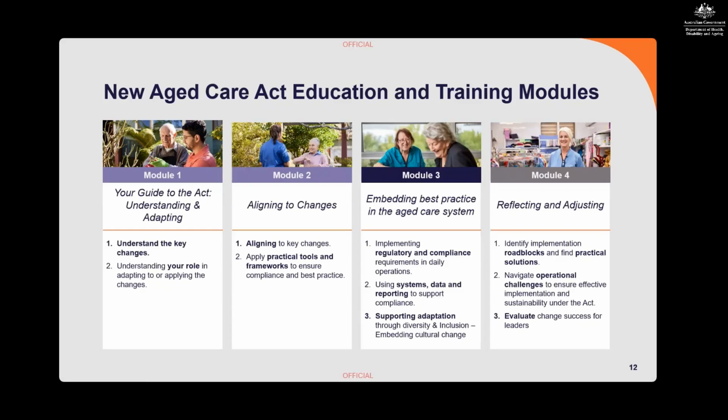The first 2 modules focus on understanding, adapting, and aligning to the changes. There are 3 varied approaches, so 3 audiences that have been catered for with the modules: provider, workforce, and the older person. One of the key resources for the module is a facilitator guide as well, which supports providers and the workforce to facilitate sessions with older people on the changes, and of course their families and carers too. That is the overarching design of the education and training.